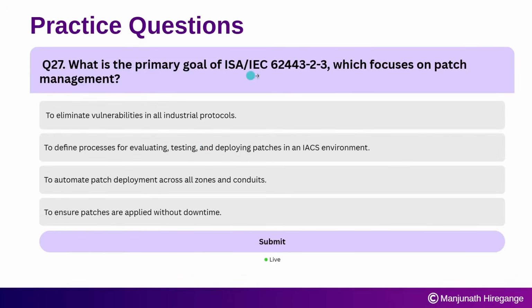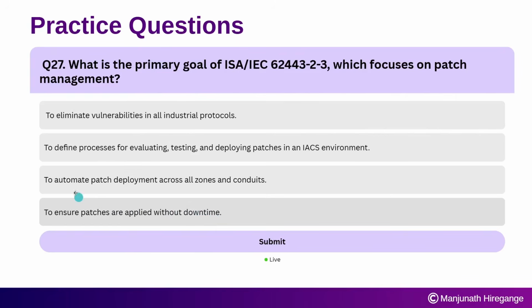What is the primary goal of 2-3 standard, which focuses on patch management? To eliminate the vulnerabilities in industrial protocols, to define the process of evaluating, testing, and deploying patches in an IACS environment, to automate patch deployment across all zones and conduits, to ensure patches are applied without downtime.